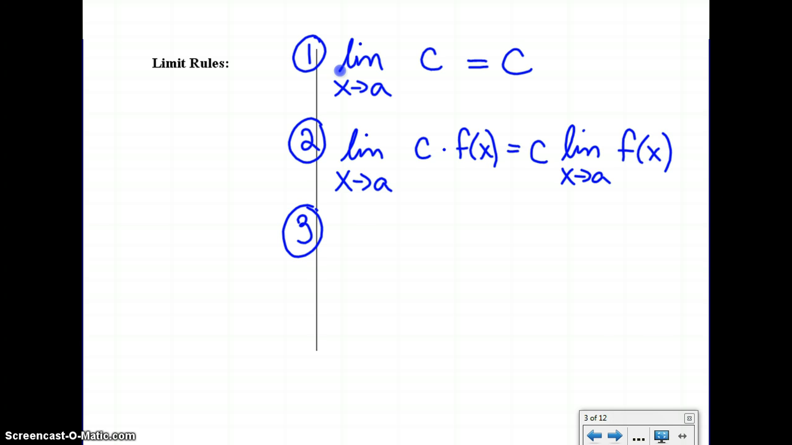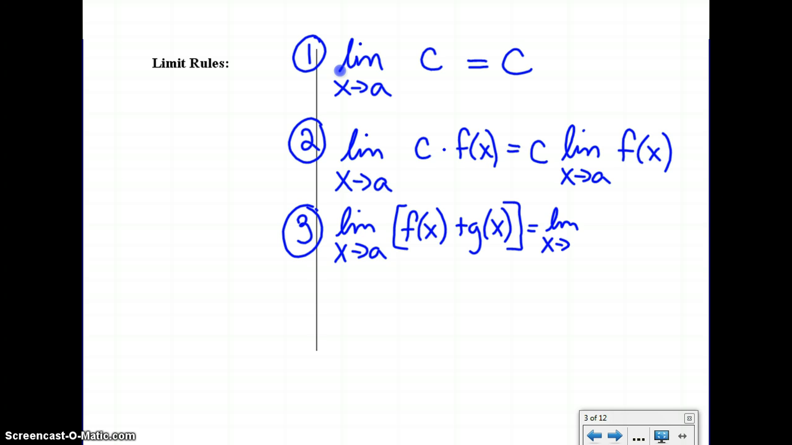The third one is if you have the limit, again, as x approaches a, whatever a is, and you have two functions that are being added together. So let's say I've got f of x plus g of x. These could be something like a linear or a binomial, whatever they are. They're added together here. I can always separate them if that makes it easier. So I could also write them as the limit as x approaches a of f of x, plus the limit as x approaches a of g of x. If it makes your problem easier to work with, do it. If it doesn't, then you can always leave it as is.